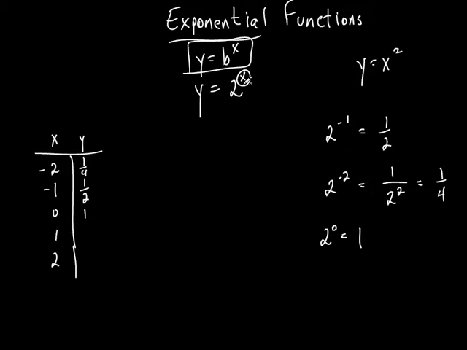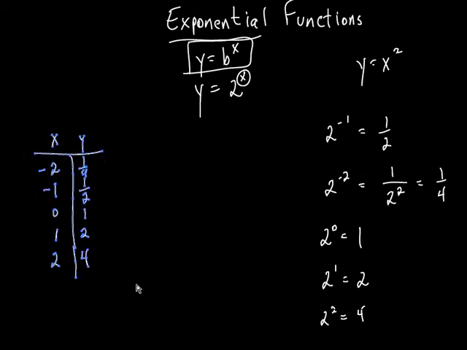Let's put a positive 1 in for x. So it's going to be 2 to the positive first. What's 2 to the first? That's easy. That's 2. And let's put a 2 in for x. So I get 2 to the second. 2 to the second is a positive 4. There it is. So there's our little chart.